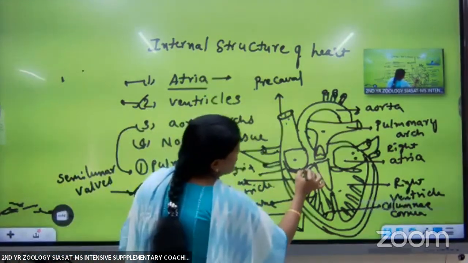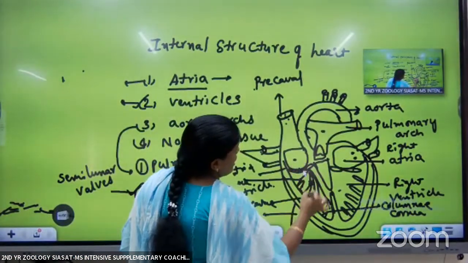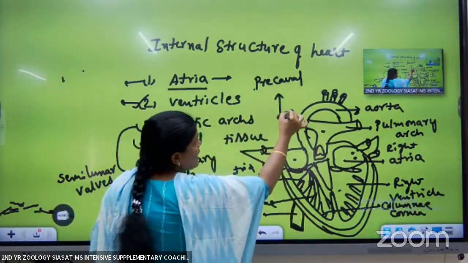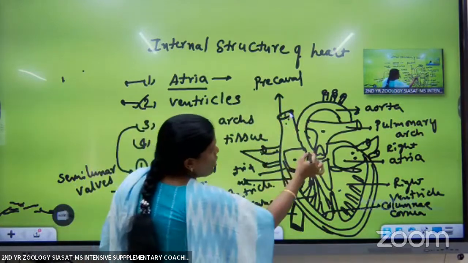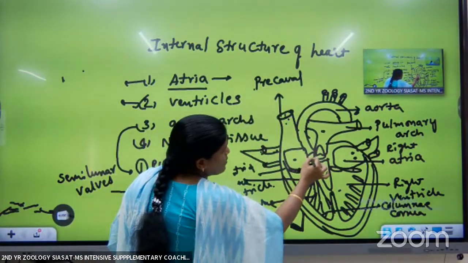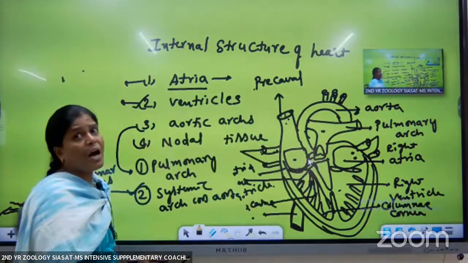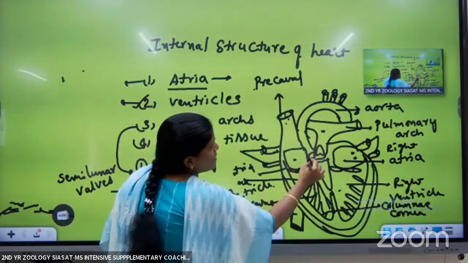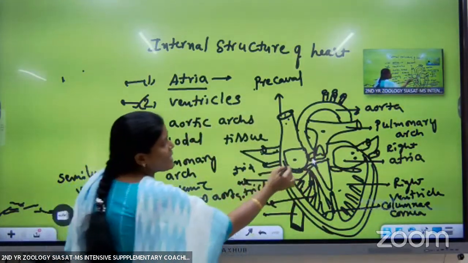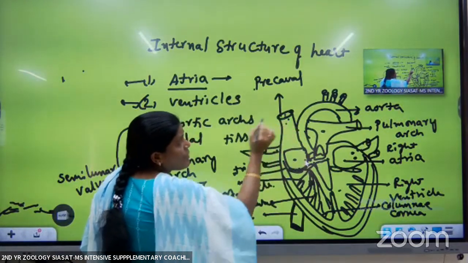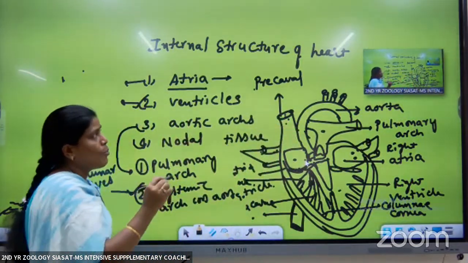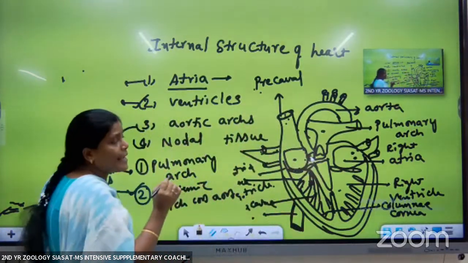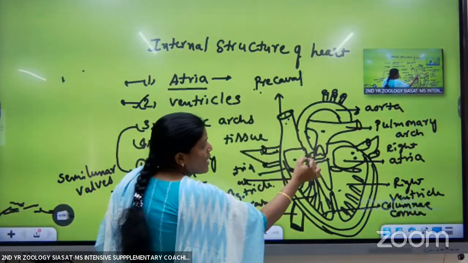The AV apertures are there. Next, the precaval vein, the superior vena cava, and the inferior vena cava are there. Also, the deoxygenated blood from the heart, which is also an organ, is collected by the coronary sinus. This coronary sinus also opens into the right atrium. So the deoxygenated blood from the body is collected by the precaval and postcaval veins, and from the heart by the coronary sinus.